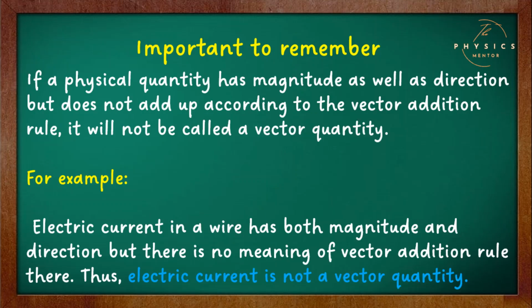When we consider a physical quantity, there is an important point to remember. If a physical quantity has magnitude as well as direction, but does not add up according to the vector addition rule, it will not be called a vector quantity. For example, electric current in a wire has both magnitude and direction, but there is no meaning of the vector addition rule there. Thus, electric current is not a vector quantity.